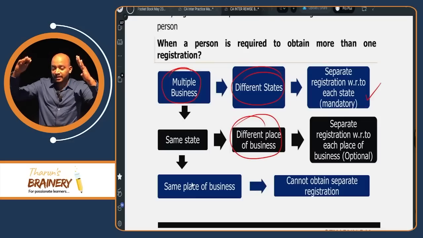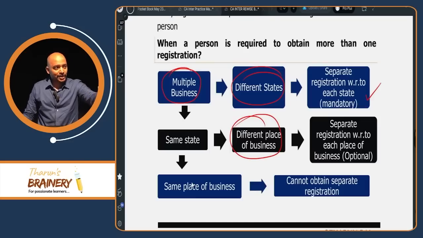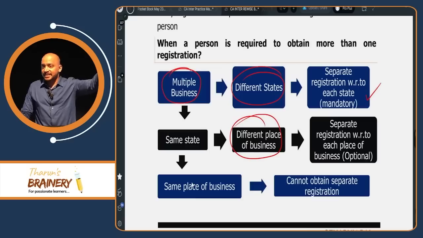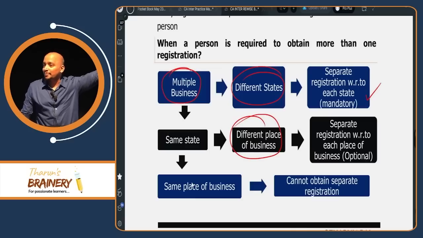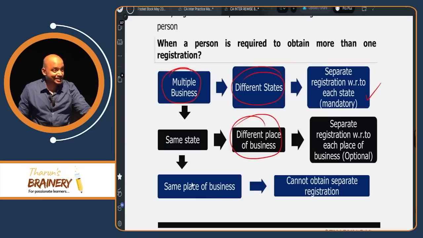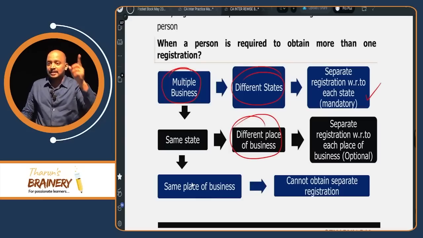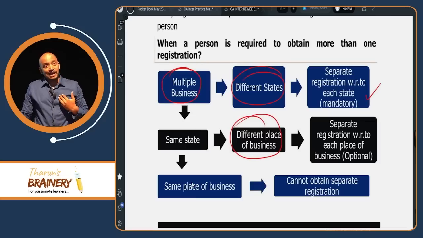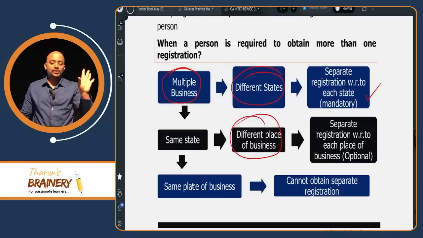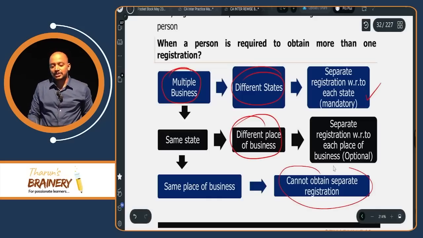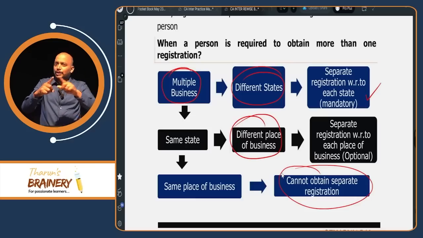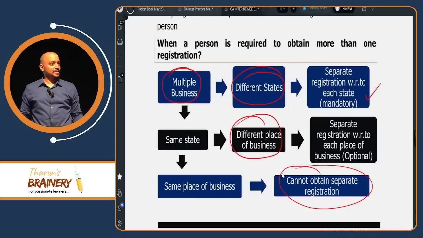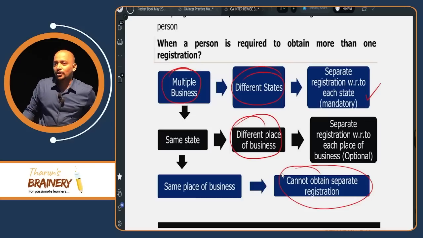If I am doing multiple business in the same state, same place, that is, I have a single building. In that single building, on the ground floor I am doing one business, on the first floor I have a cinema theatre, on the second floor I have a food court, on the third floor I have a beauty parlor, different businesses but in the same building, done by the same person. Can I get different registration for each business? No, cannot obtain separate registration, which means under single registration, can I do n number of businesses also? Yes.